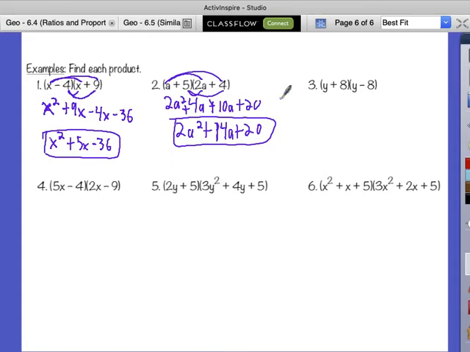Let's go ahead and talk about this one. Y times y is y squared. Y times negative 8 is negative 8y. 8 times y is positive 8y. And 8 times negative 8 is negative 64. What do we notice about our middle terms, our like terms here? Negative 8y and 8y. They're opposites, so they end up zeroing out, don't they? So you get y squared minus 64 is our answer.